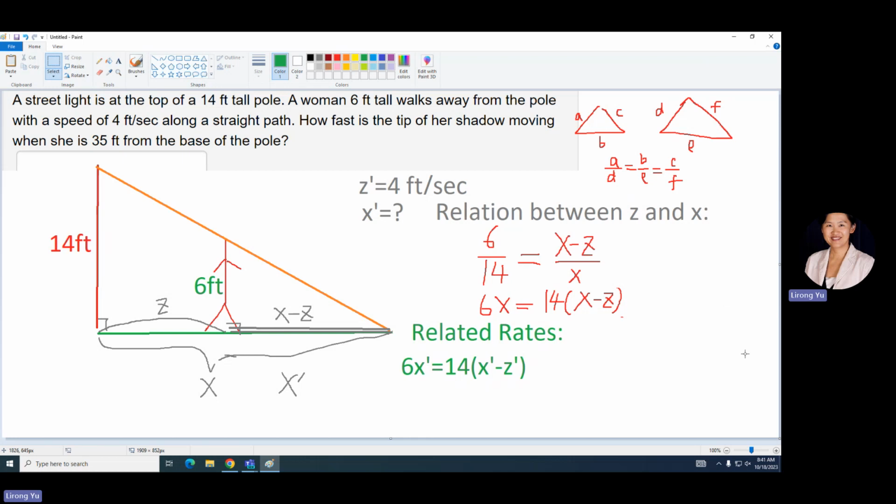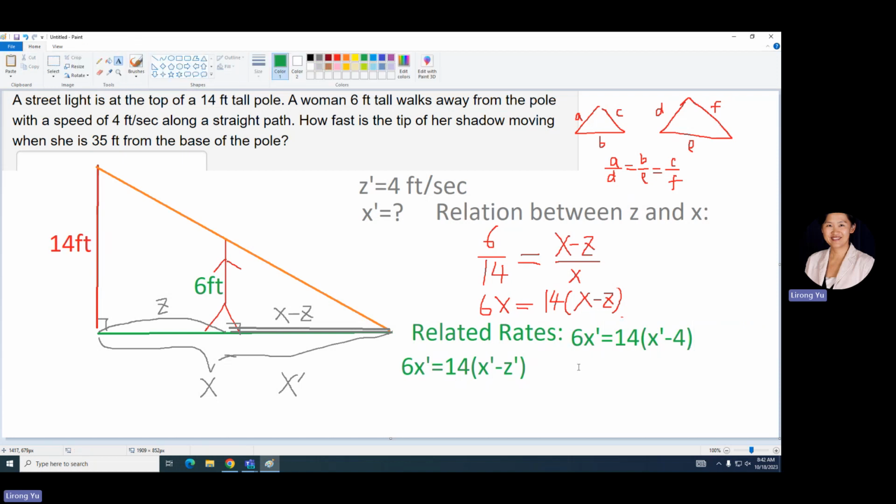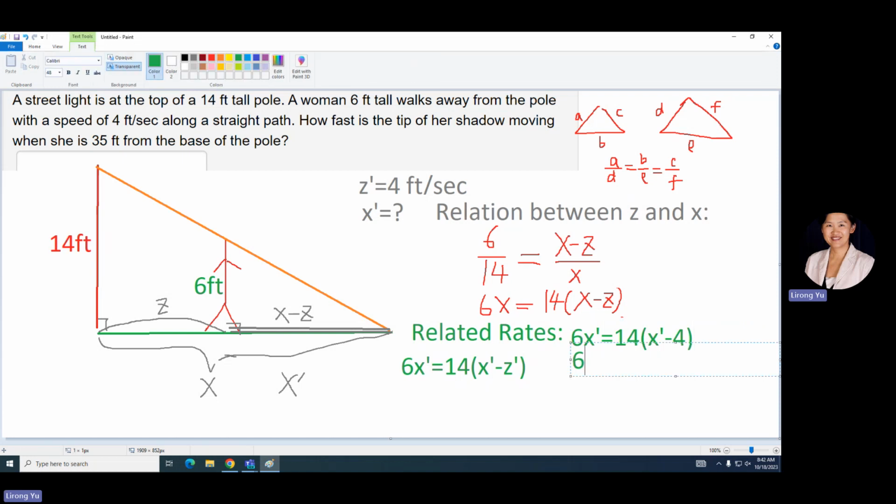Okay, so now z prime equal to 4, so our equation is going to look like 6x prime is equal to 14x prime minus 4. Okay, and then we have 6x prime. You can do your own solving. You don't have to follow me. Sometimes I do. I feel like you guys can do a lot better.